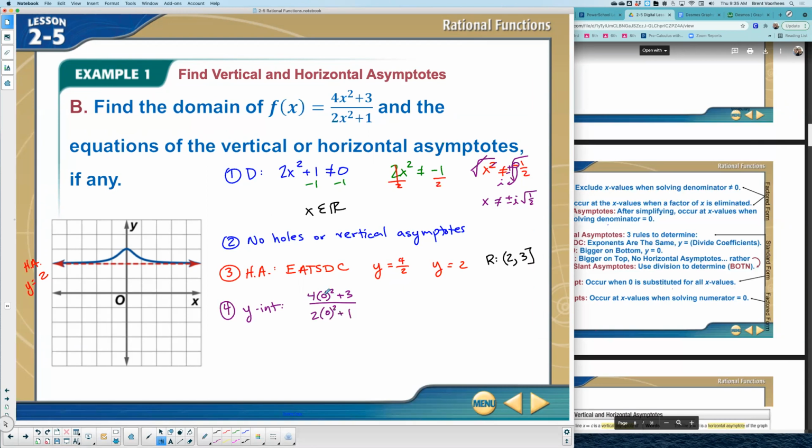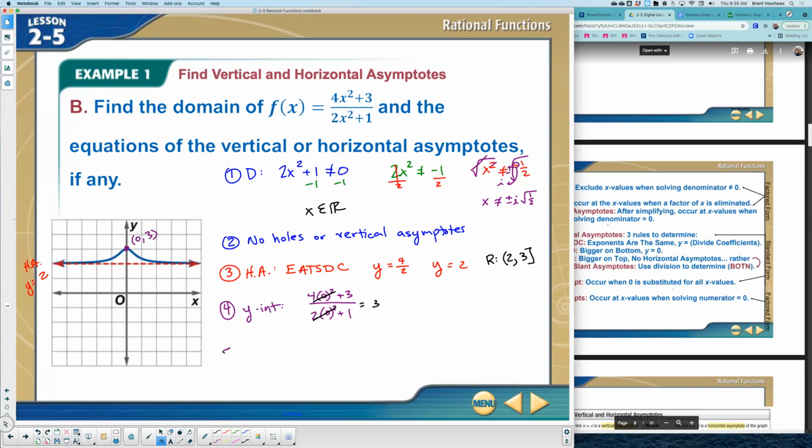What is 4 times 0 squared? Yeah, that's 0. What is 2 times 0 squared? That's 0. So it's just 3 divided by 1. 3 divided by 1 is 3. So this should hit the y-intercept up at a height of 3. As you can see, it does there, 0, 3.